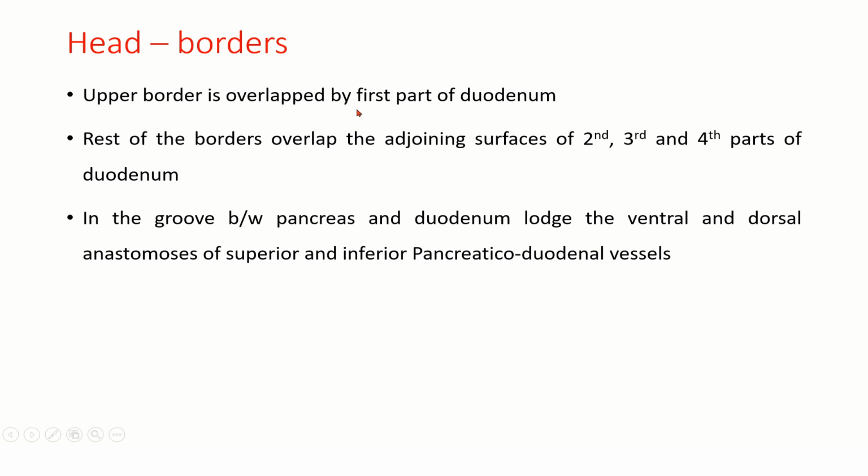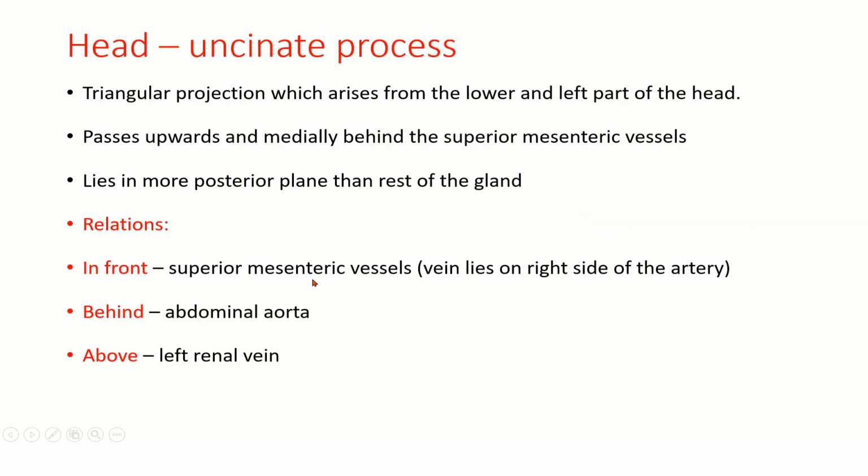Borders: upper border is overlapped by the first part of duodenum. Rest of the borders overlap the adjoining surface of second, third and fourth parts of the duodenum. So in the groove between pancreas and duodenum lodges the ventral and dorsal anastomosis of superior and inferior pancreaticoduodenal vessels.